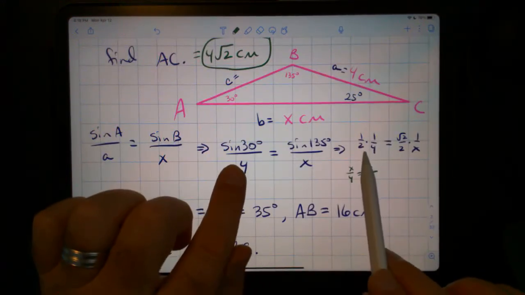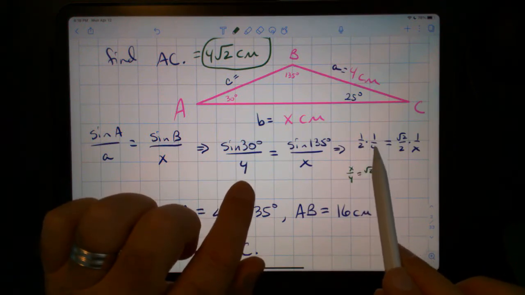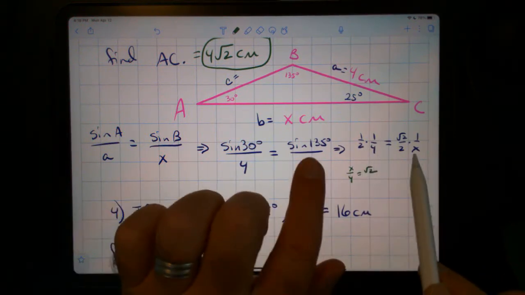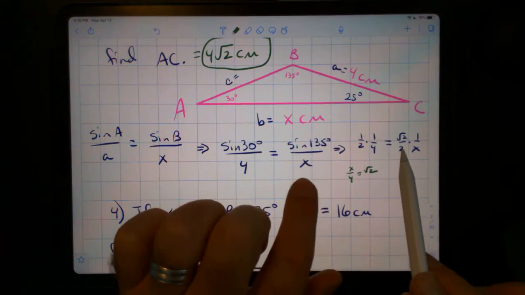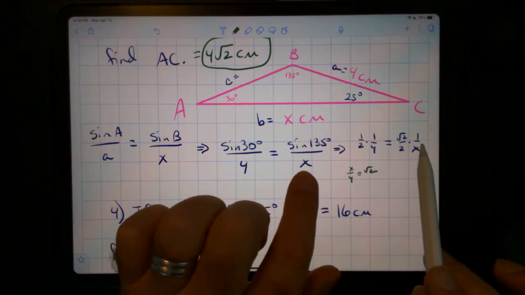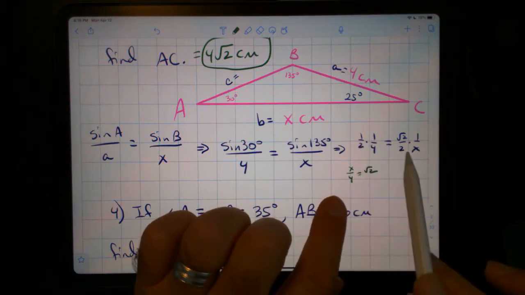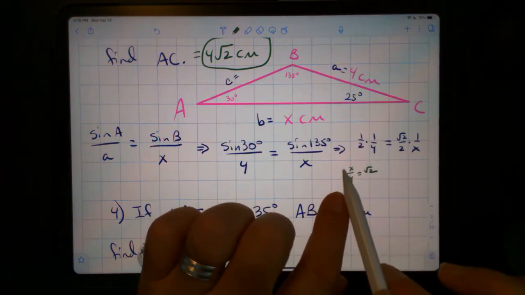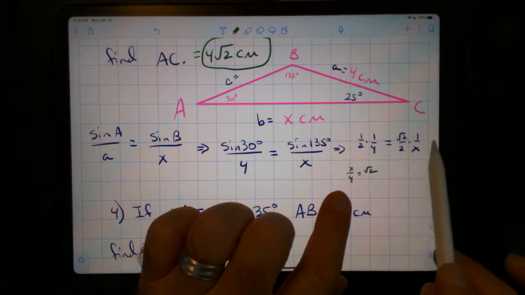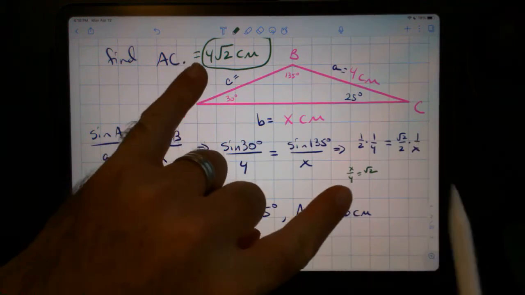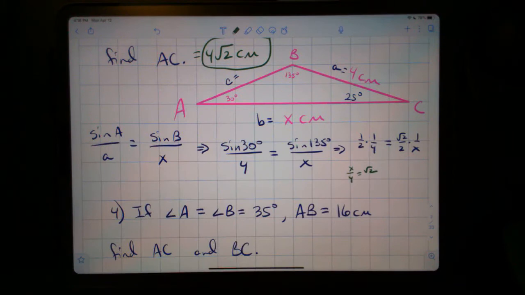Because sine of 30 is 1/2, divided by 4 is the same thing as multiplying by 1/4. Sine of 135 is radical 2 over 2. Divided by x is the same thing as multiplying by 1 over x. You multiply both sides by 2x. This 2 would cancel out. Leaves you with x over 4 equals radical 2. Multiply both sides by the 4 gives us our 4 radical 2.